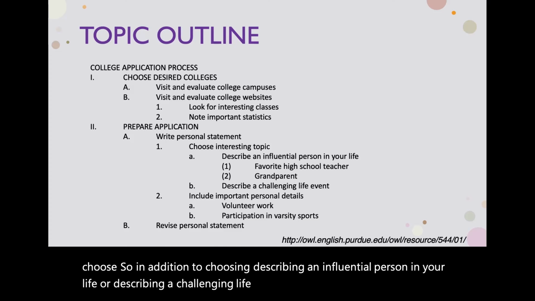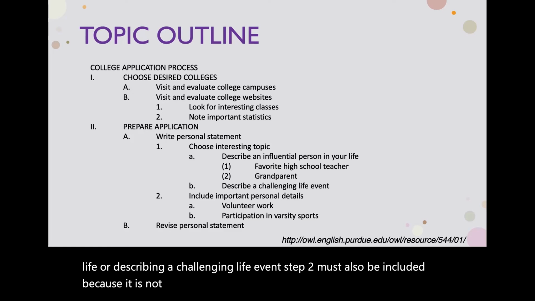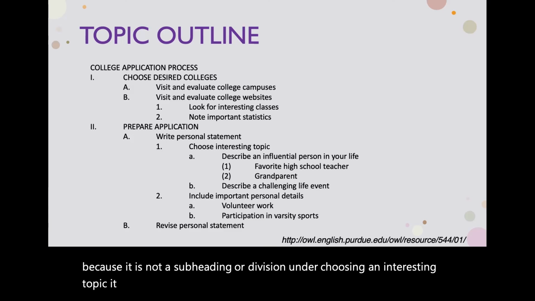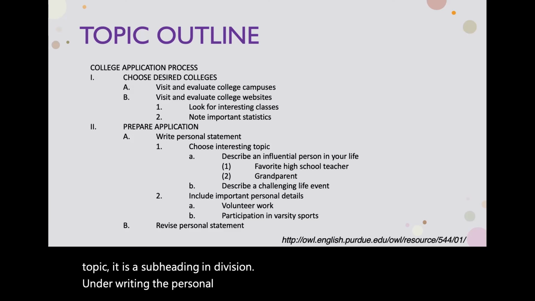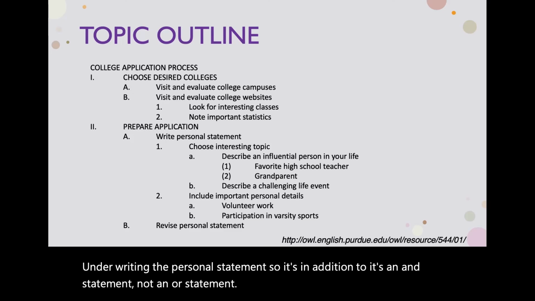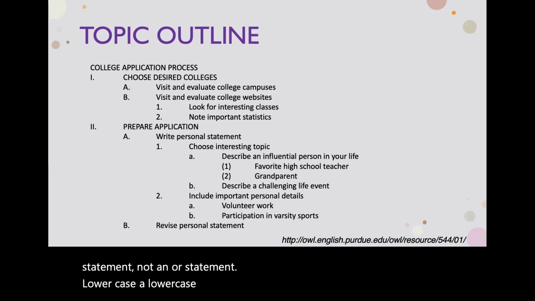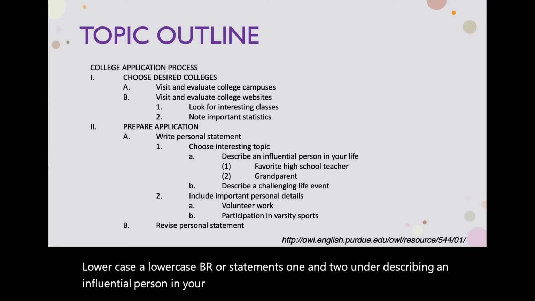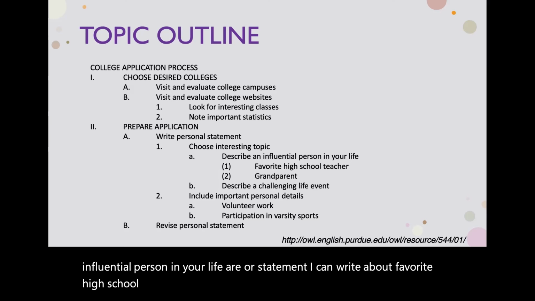So, in addition to choosing describing an influential person in your life or describing a challenging life event, step 2 must also be included because it is not a subheading or division under choosing an interesting topic. It is a subheading and division under writing the personal statement. So it's in addition to, it's an and statement, not an or statement. Lowercase a, lowercase b are or statements. 1 and 2, under describing an influential person in your life, are or statements. I can write about my favorite high school teacher or my grandparent.